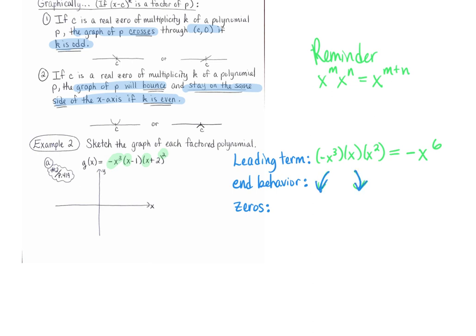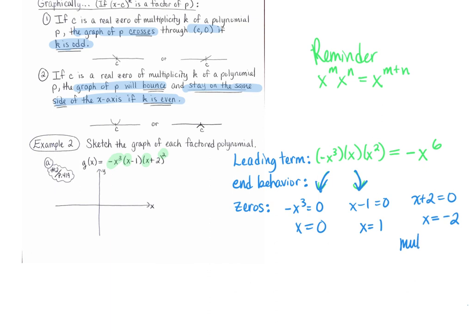Excellent. And then we find our zeros. Our zeros, we get negative x cubed equals 0, which means x equals 0. x minus 1 equals 0 means x equals 1. Good. And x plus 2 equals 0 means what? x equals negative 2, but the degree is what? Squared. So what's the multiplicity?